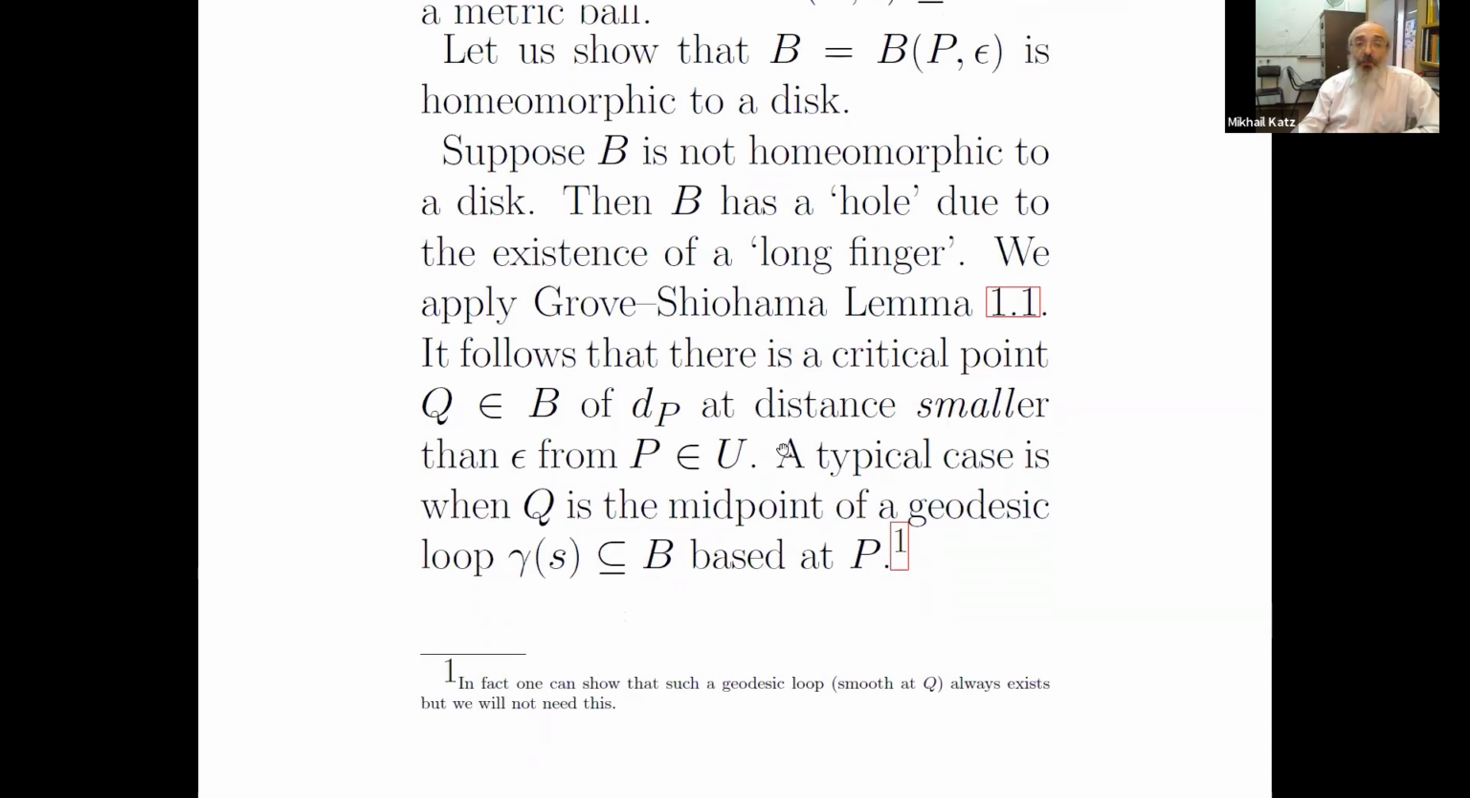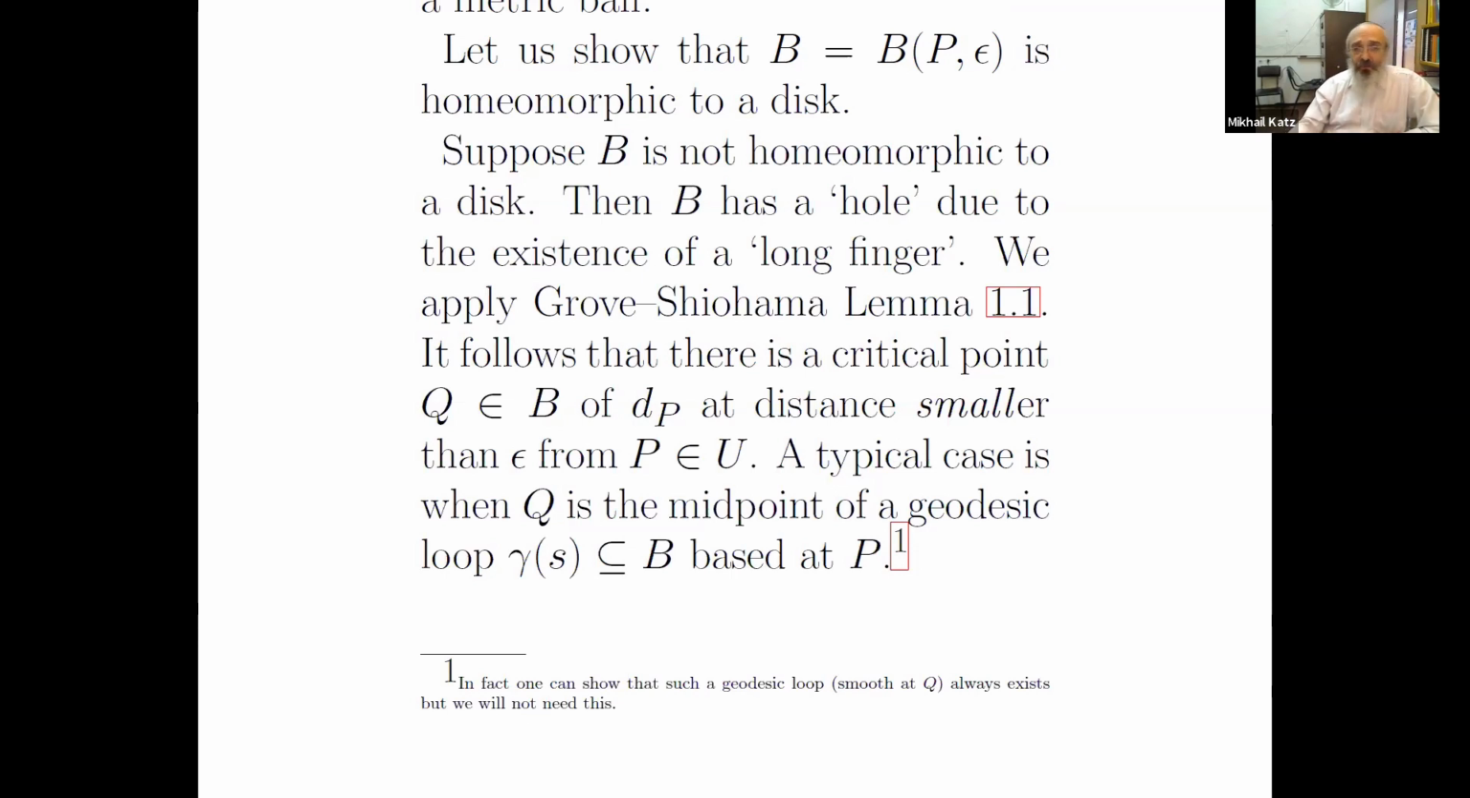And the typical case would be when Q is the midpoint of a geodesic loop based at P. So we have a geodesic loop based at P, and the midpoint, the furthest point from P along this geodesic, is the point Q. That's one of the two examples that I mentioned for critical points. In fact, this is not only a typical case, but we can actually prove that it exists. It has to exist in this situation, but we won't need that.